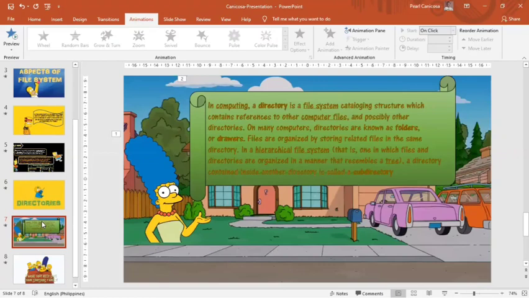In computing, a directory is a file system cataloging structure which contains references to other computer files and possibly other directories. On many computers, directories are known as folders or drawers. Files are organized by storing related files in the same directory. In a hierarchical file system, files and directories are organized in a manner that resembles a tree. A directory contained inside another directory is called a subdirectory.